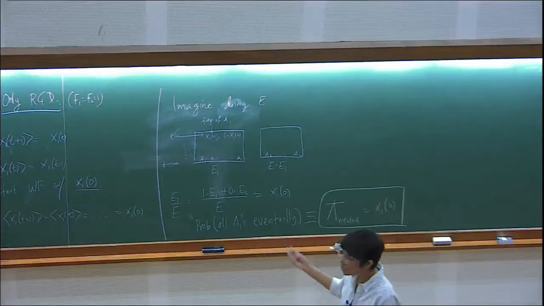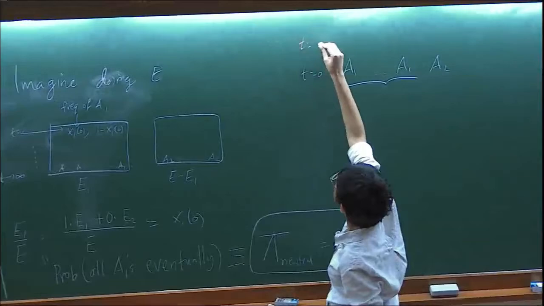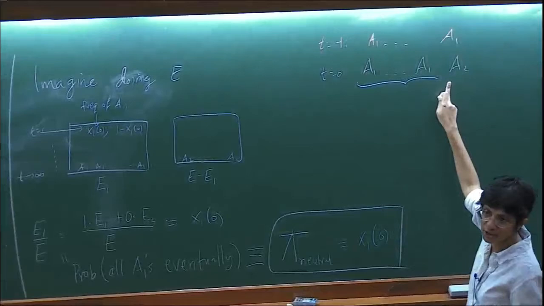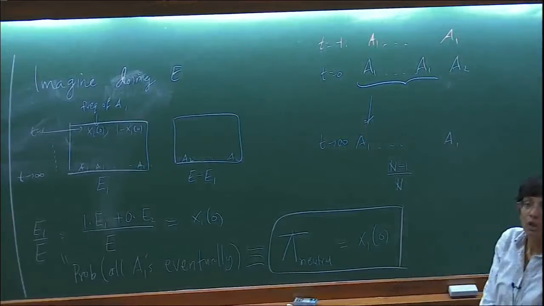If I reach all A1s and you put in one A2, there's a small chance. Suppose I started with this initial condition. That's my small perturbation. I started at t equal to minus 1, all A1s, and I produced this perturbation. Eventually all will become A1, with a probability n minus 1 by n, but not always. It will become all A2 with a probability 1 by n.